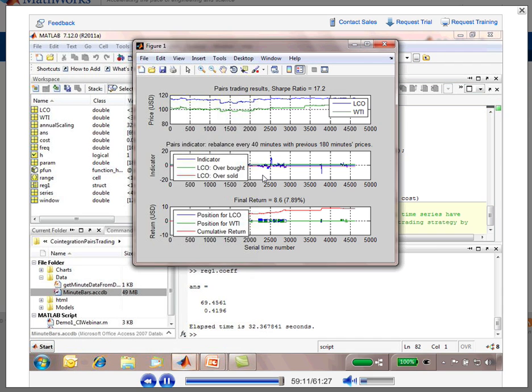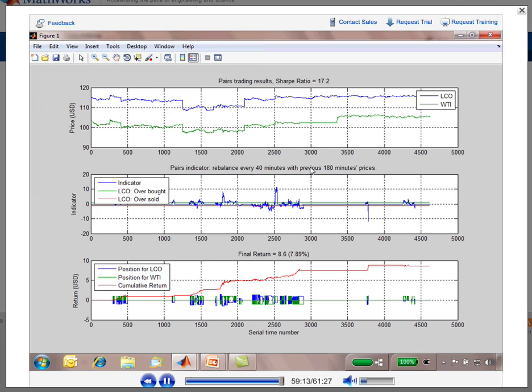Okay, so you can see that it's done, and here's the plot. Here's the original price series. We're looking at the past 11 days worth of data. We're looking at rebalancing every 40 minutes with 180 minutes worth of data as the window. In the previous one I put in 60 and 420 as the parameters. The parameter sweep identified, based upon the Sharpe ratio maximization, that the best combination would be 40 minutes with 180 minutes worth of prices.